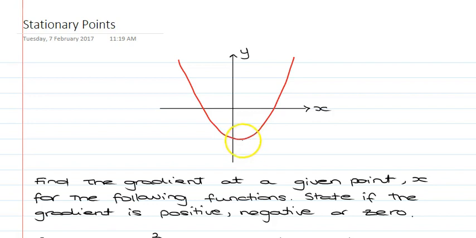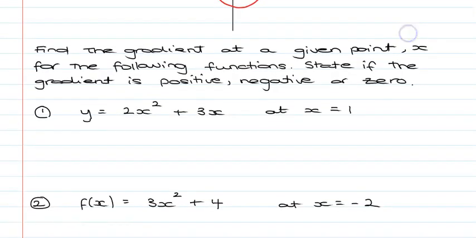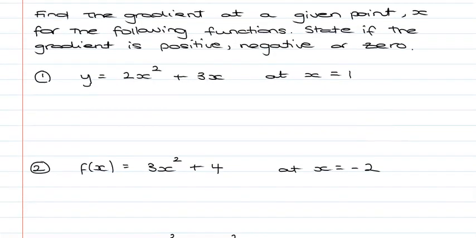Now at this point, for a moment, the gradient is 0. Then if we look to the right, the gradient then goes positive. Remember that when we differentiate a function, that gives us the gradient of this function at any point x on the graph. Let's have a look at algebraically how we discover whether the gradient is positive, negative or 0.